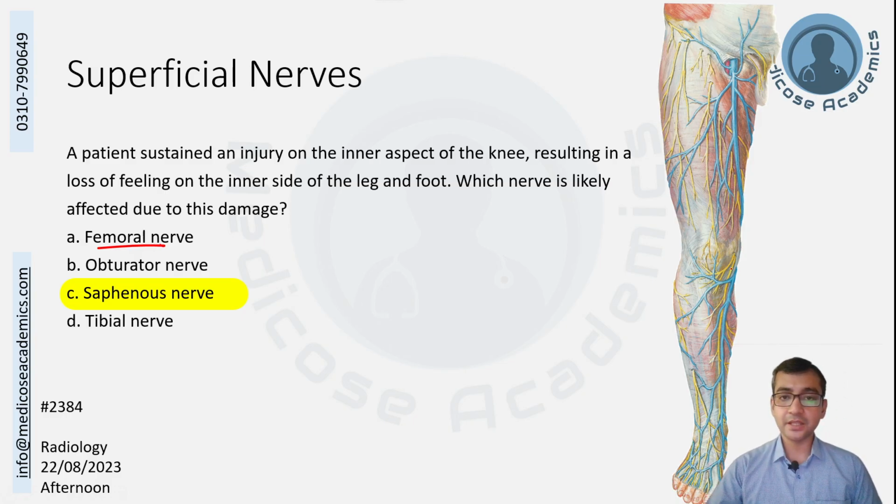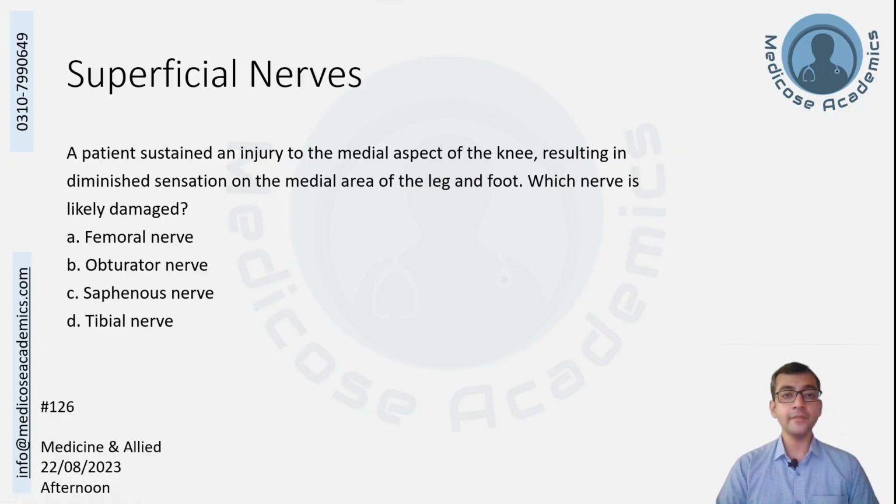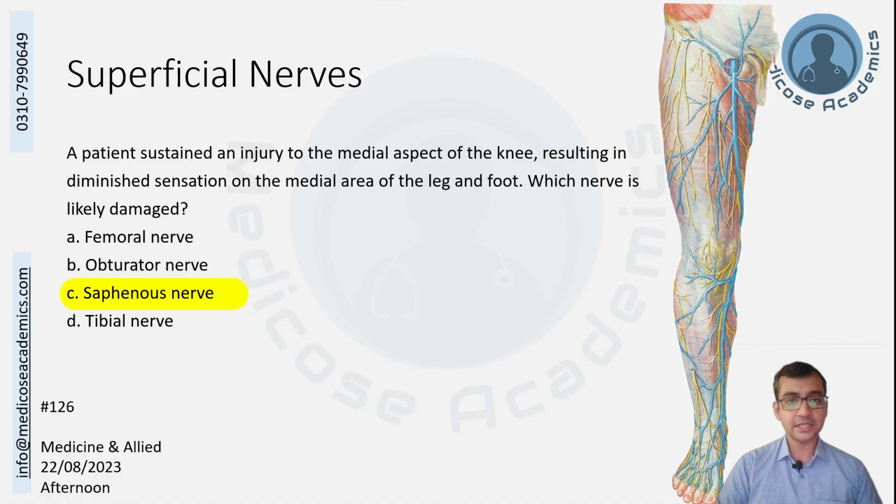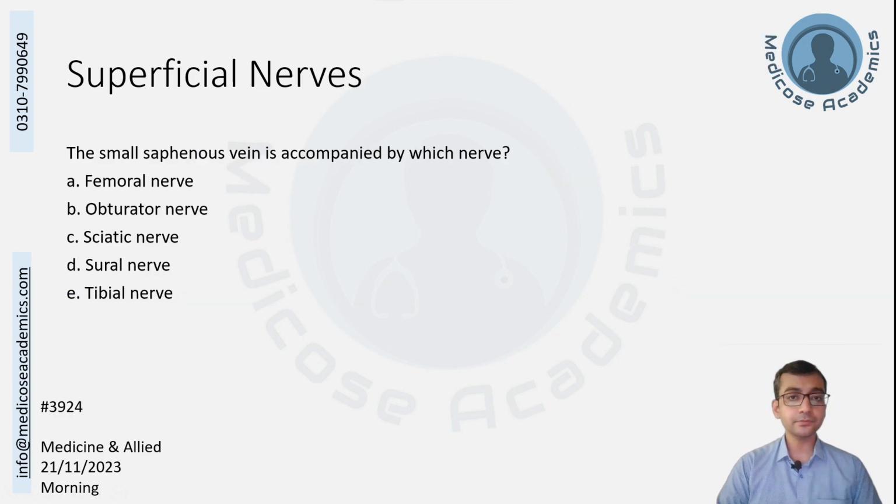Saphenous nerve would be a more accurate answer as compared to the femoral nerve. In absence of the saphenous nerve, femoral nerve would be opted. A patient sustains an injury to the medial aspect of knee, resulting in diminished sensation on medial aspect of leg and foot. Again, the same question, same answer, saphenous nerve.